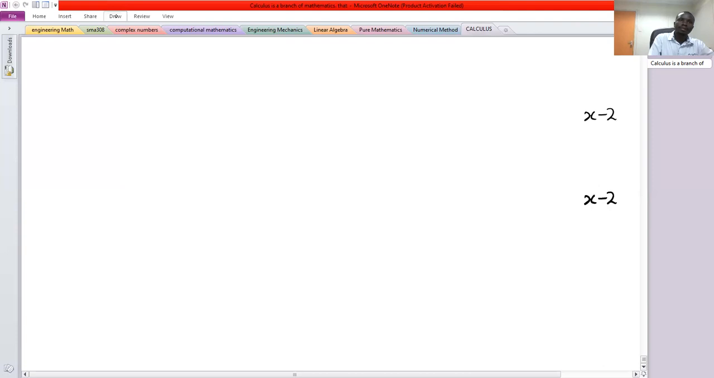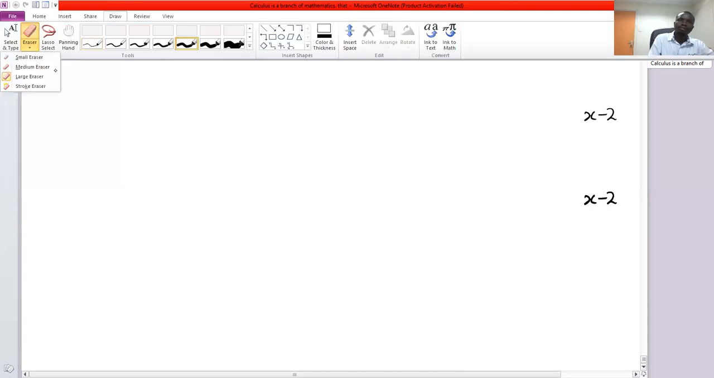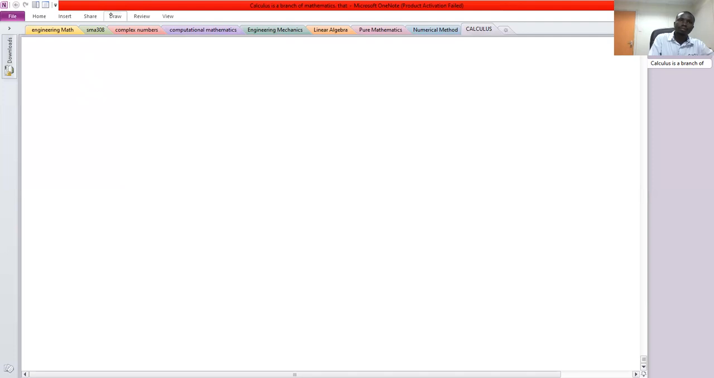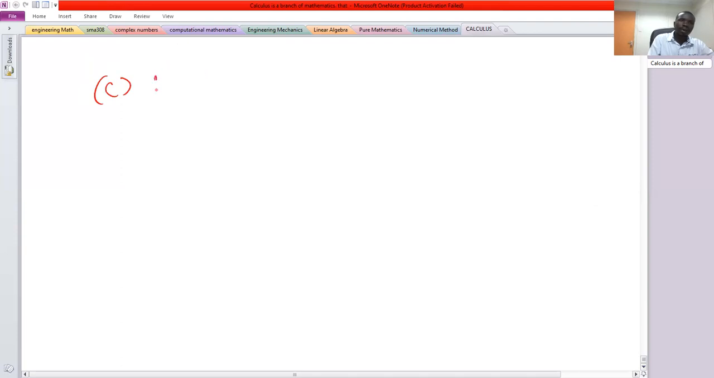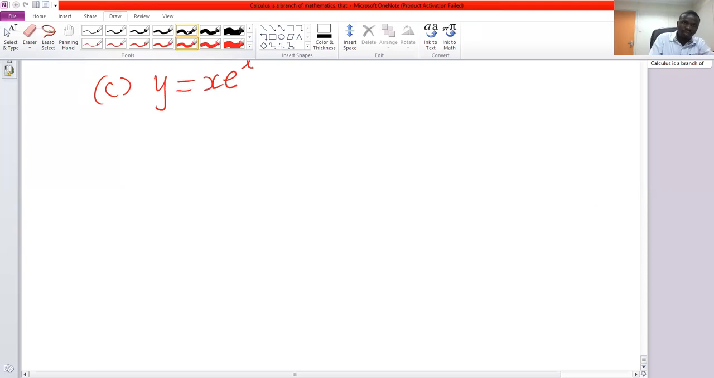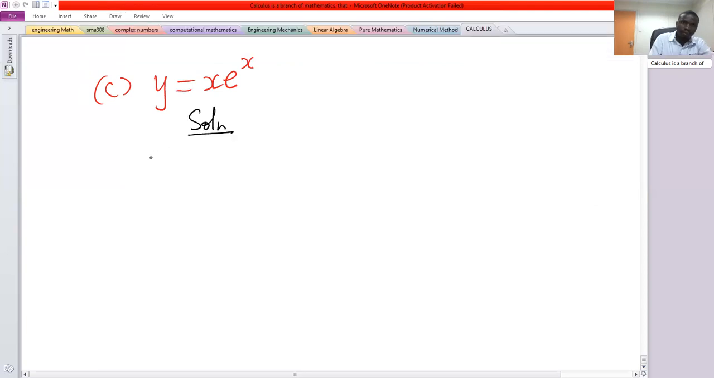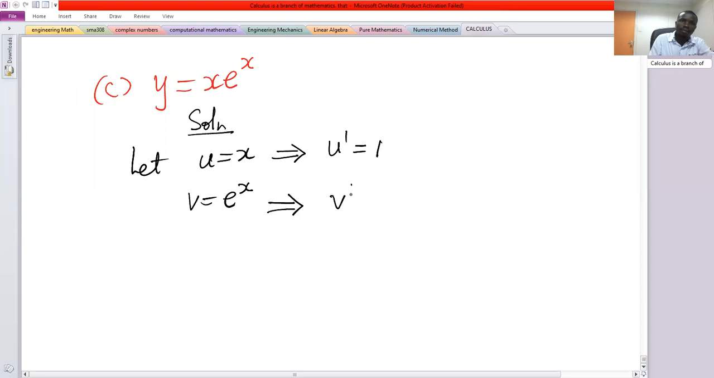And C, we have y equals x e raised to x. So this one, we let u be x and v be e raised to x. So this means u prime is 1, and this means v prime is e raised power x.